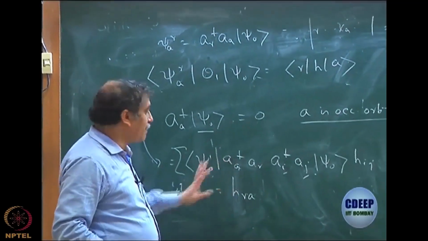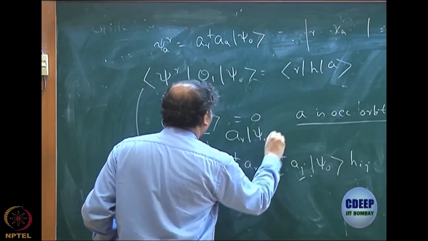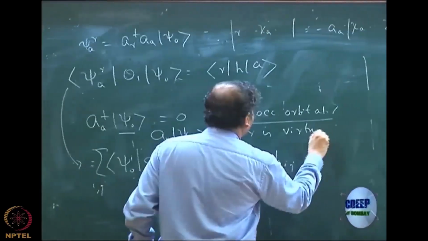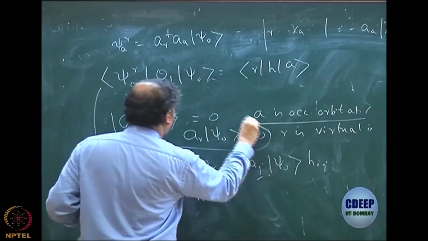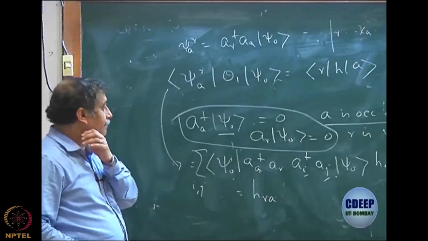Okay, so start doing this manipulation because each of them is 0. A dagger, AR psi 0 is also 0. If R is virtual orbital. So these are the 2 killer conditions that we will use. And this is simpler because I am not expanding psi 0.